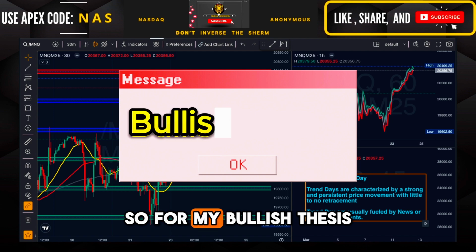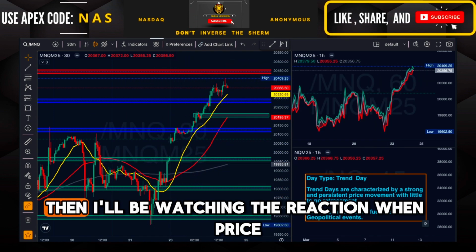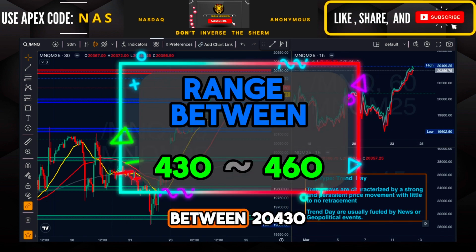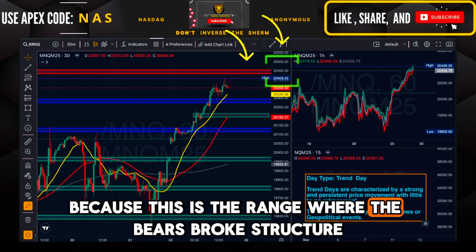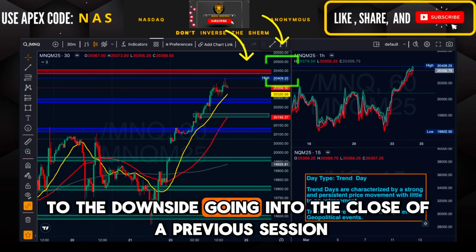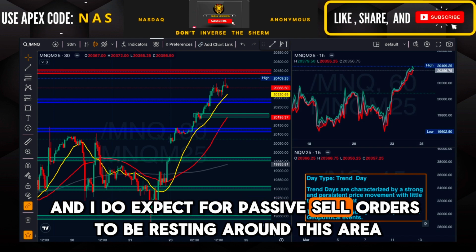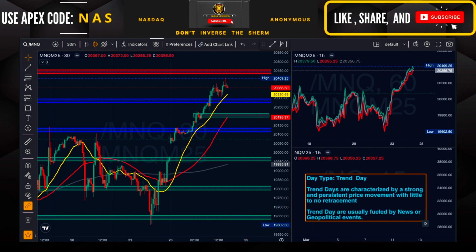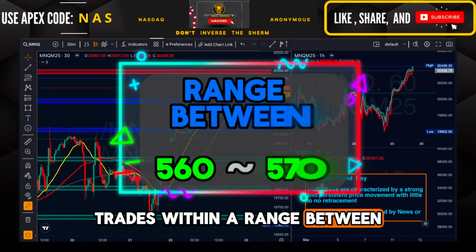So, for my bullish thesis, if the bulls can maintain their control overnight, then I'll be watching the reaction when price trades back within a range between 430 and 460. Because this is the range where the bears broke structure to the downside going into the close of a previous session. And I do expect for passive sell orders to be resting around this area to sell the retest.